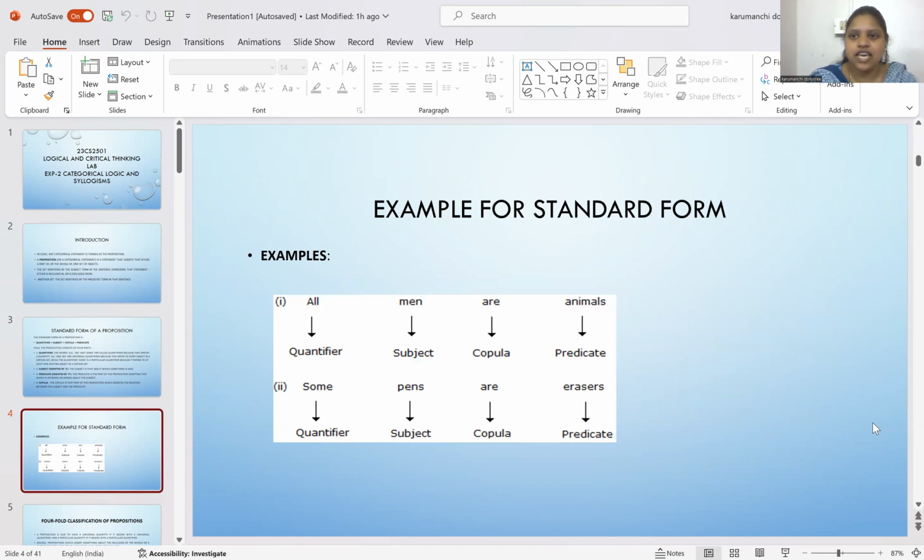So if we see examples for the standard form of a proposition, the first example is: all men are animals. Here all is the quantifier, men is the subject, are is the copula, and animals is the predicate. The second example: some pens are erasers. Here some is the quantifier, pens is the subject, erasers is the predicate, and are is the copula.